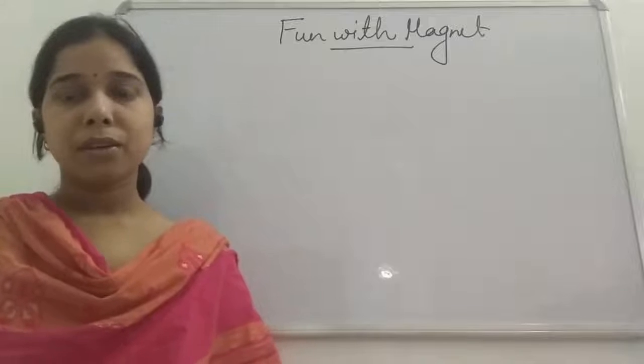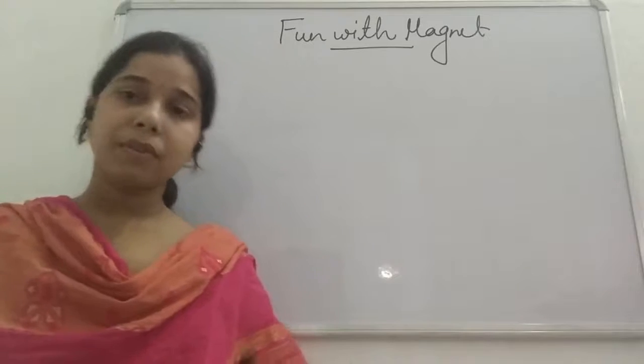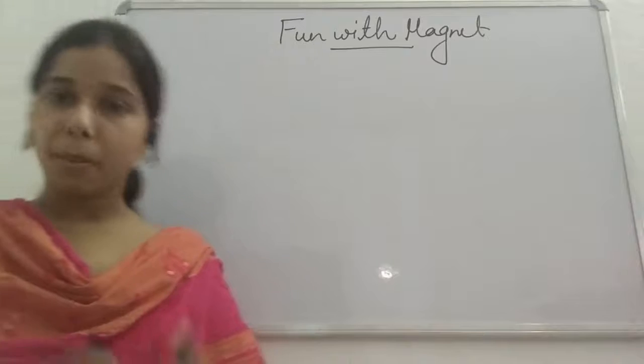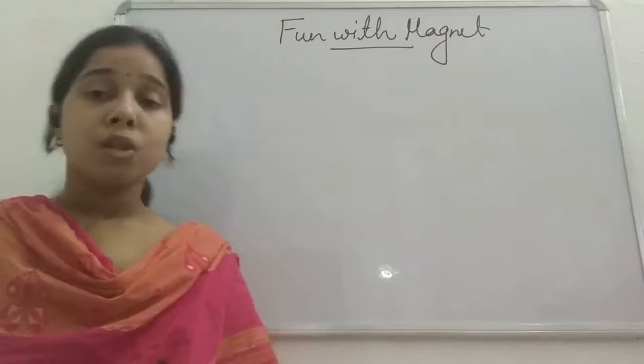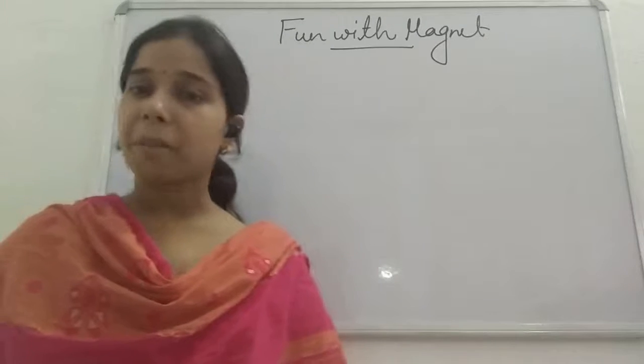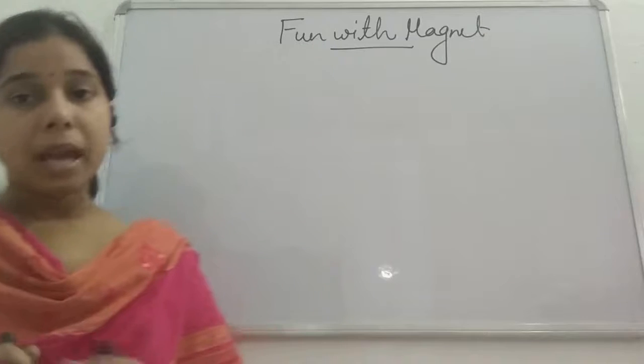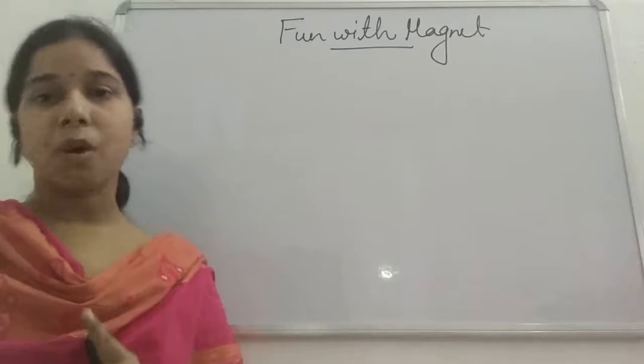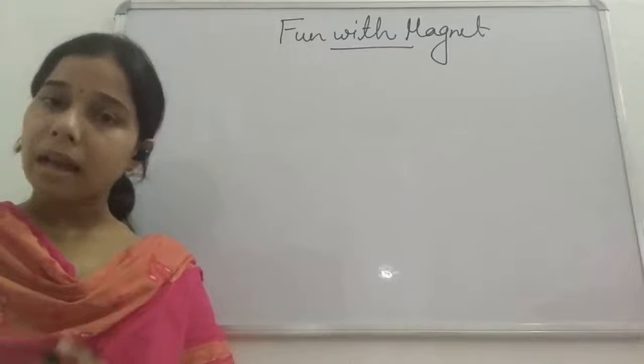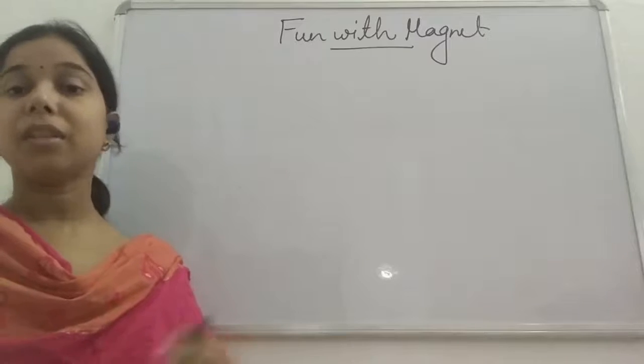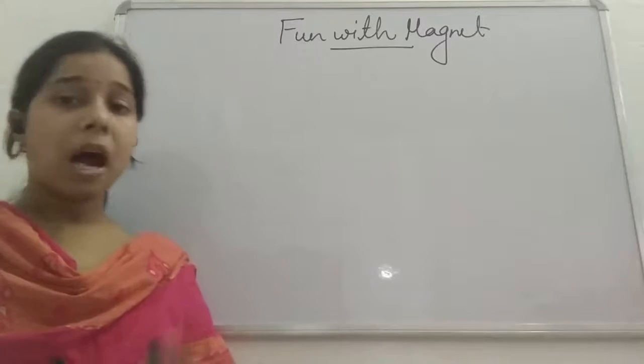Hello students. So in the previous class we were talking about the properties of the magnet. So what are the different properties of the magnet, students? So we have studied that the first property of the magnet is that it helps in giving the direction. Okay, how is it so?